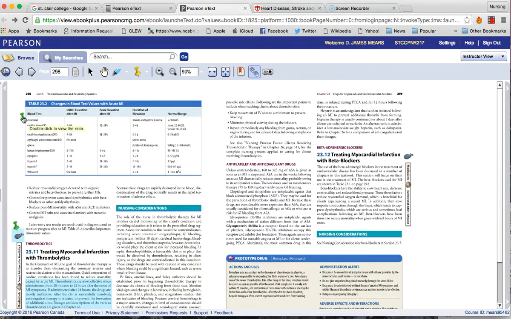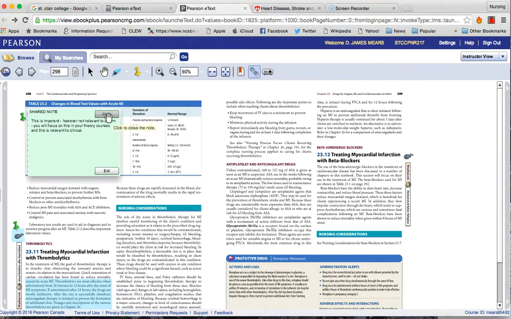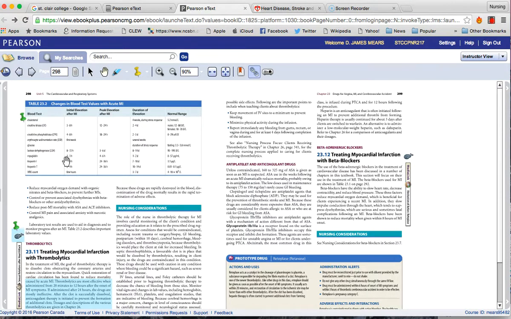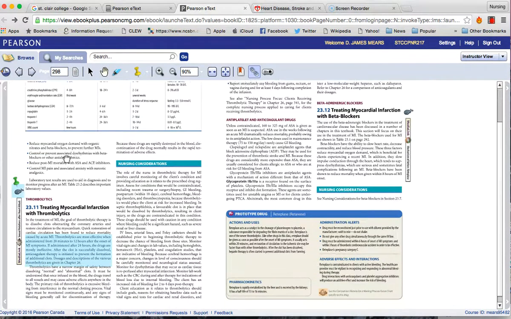Now, you're going to notice these changes in blood lab tests. I think these are important to note, but at the same time, this is not theory, this is pharmacology, so we're not really going to be testing on that. So this would be more relevant to your clinical and to your theory course. Good to know and understand.